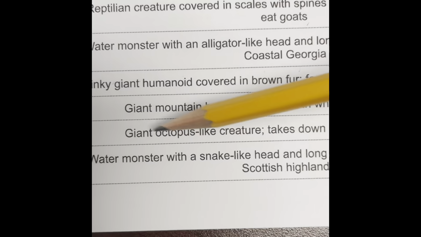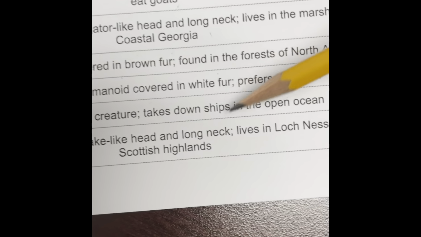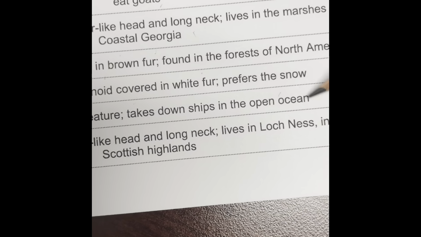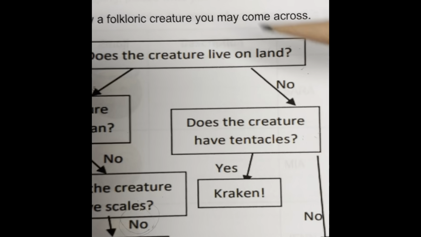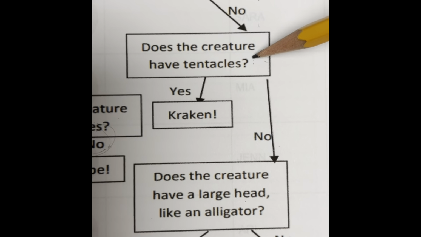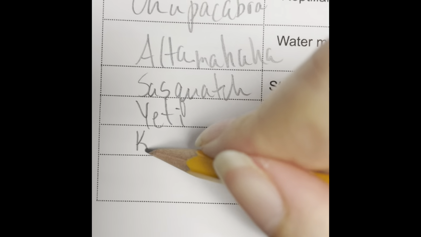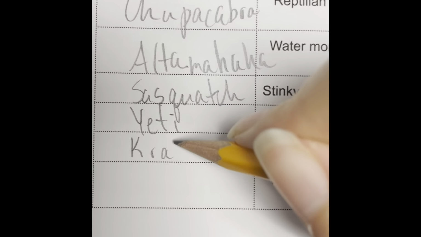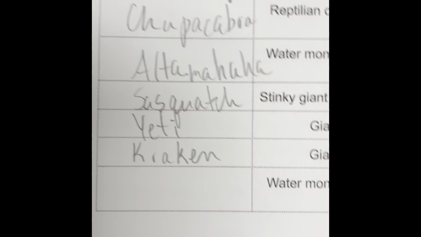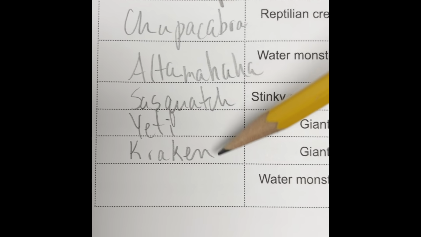A giant octopus-like creature that takes down ships in the ocean. So I know it does not live on land. So we're going to go with no. Does it have tentacles? Yes. I must be describing the kraken. Never mind, it says octopus. I really think that the kraken is a squid. But for the purpose of this exercise, it is a kraken.